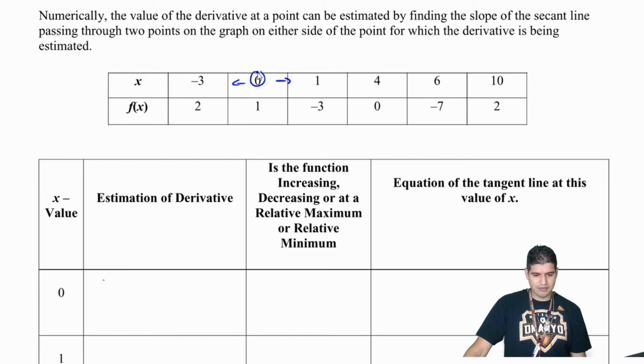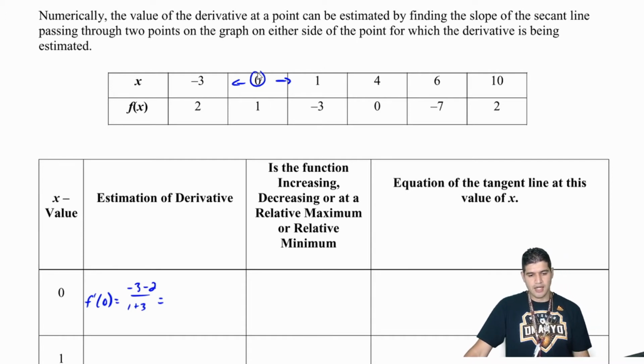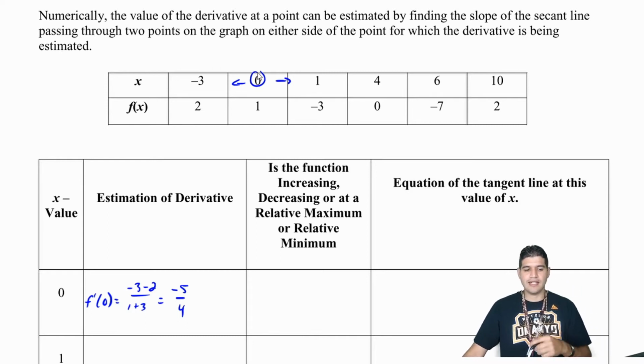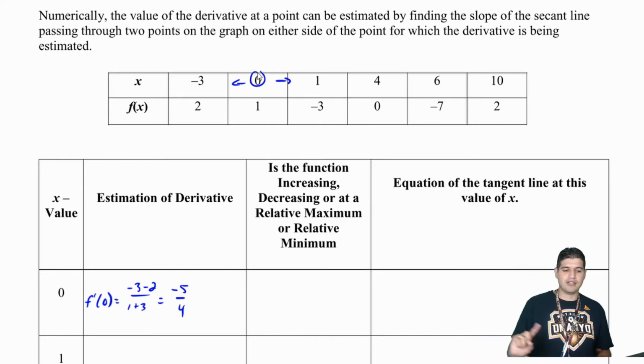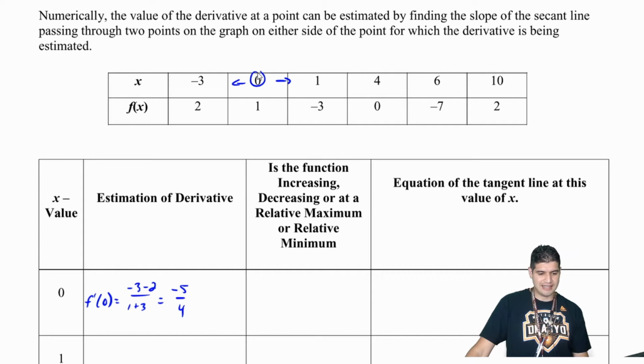So that's going to be -3 minus 2. Actually, let me change that real quick. We're going to say f prime of 0 is -3 minus 2 over 1 plus 3. So that's the 1, -3 point and the -3, 2 point as well. So then, okay, what do we get? I get -5 over 4. Well, what we learned is that when my derivative is negative, what is that saying? Is that increasing, decreasing, a relative max or a relative minimum? Well, since it's negative, my function is decreasing.